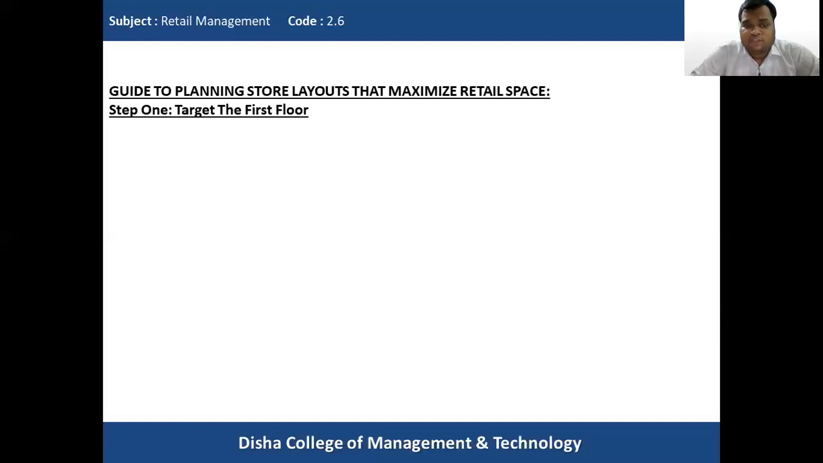So the first step, which is a very important guideline for having a proper store layout that maximizes the retail space, is targeting the first floor. Now coming to the second step that is very important in planning a proper layout that maximizes the retail outlet space: identify the customer flow.